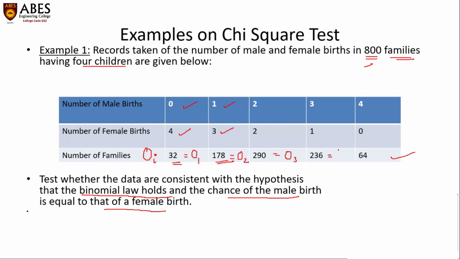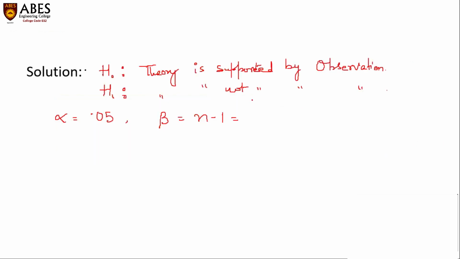Therefore, the observed frequencies will be O1, O2, O3, O4, O5. All right. So n is equal to 5, and hence this value will be 5 minus 1 equals 4. Now we have to apply the chi-square test, for which we will need values of Oi and values of Ei. Values of Oi are already given to us, and we have to calculate values of Ei.